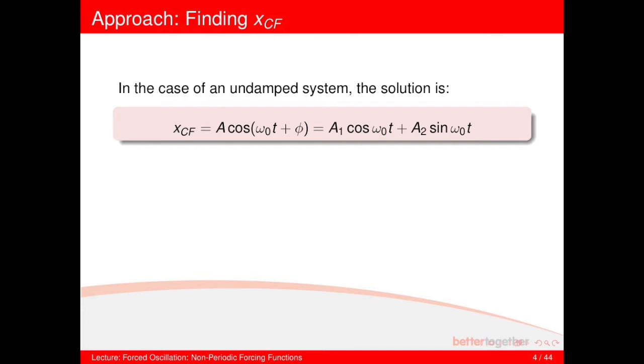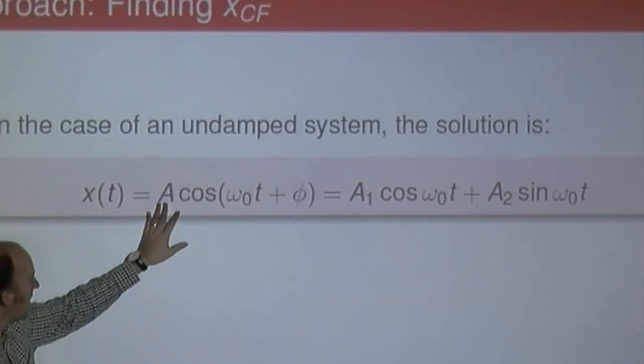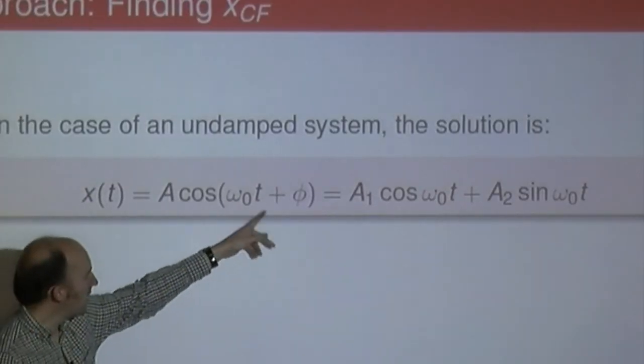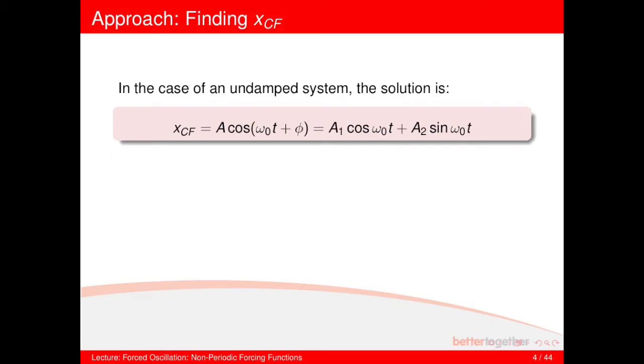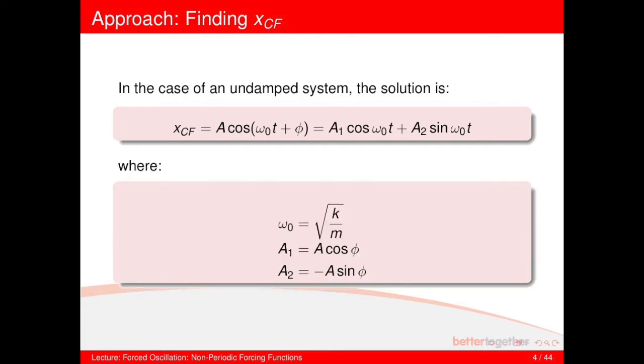So in the case of an undamped system, the solution looks like this. We've seen this before. You've got an amplitude times cosine, and the cosine is with a frequency of omega naught, which is the natural frequency of the system. You can also write that in terms of A1 and A2, which we covered last week, the fact that these two things are equivalent. Omega naught is root k upon m. A1 is A cosine phi, and here we've got A2 being minus A sine phi.